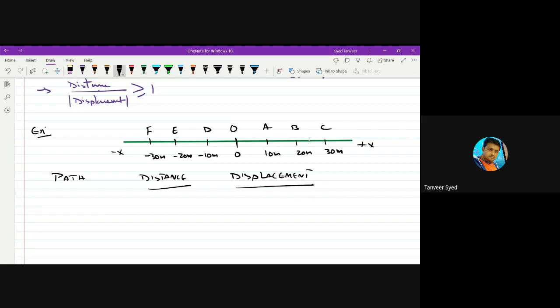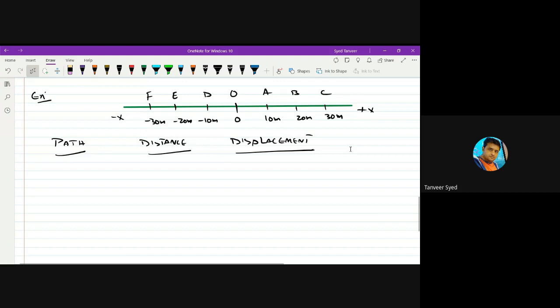If I take different paths traveled by the body, let us see what will be their distances and displacements. First, a body starts from point O and goes to point A. What is the distance covered by it? 10 meters. What is its displacement? 10 meters, the shortest path between O and A. The shortest path between O and A is a straight line, which is 10 meters.